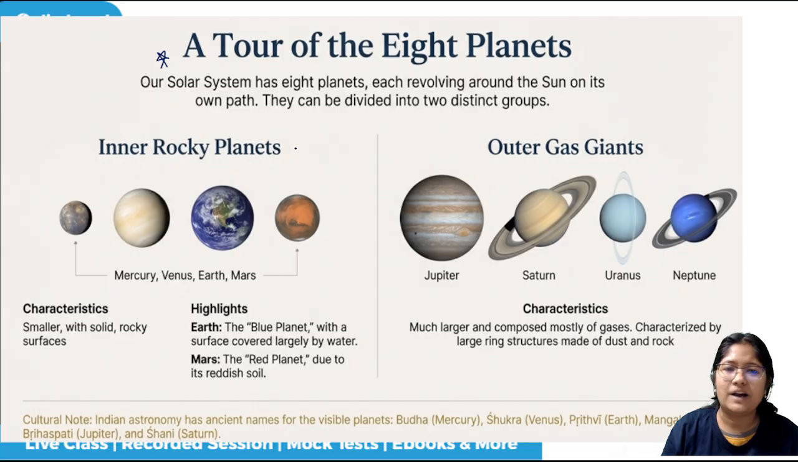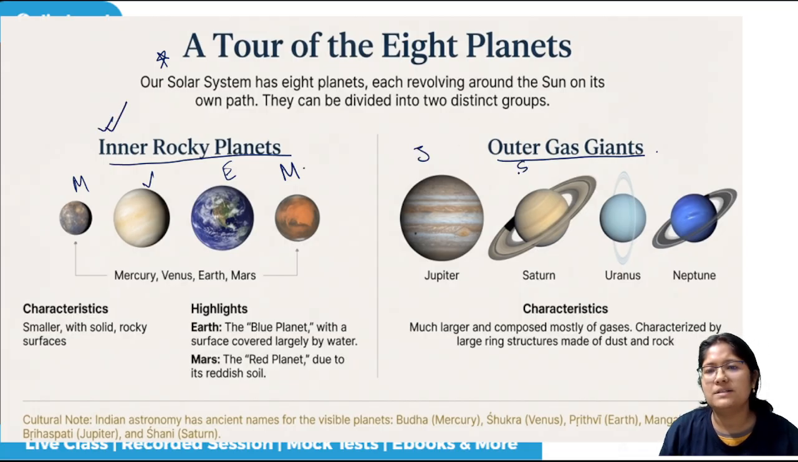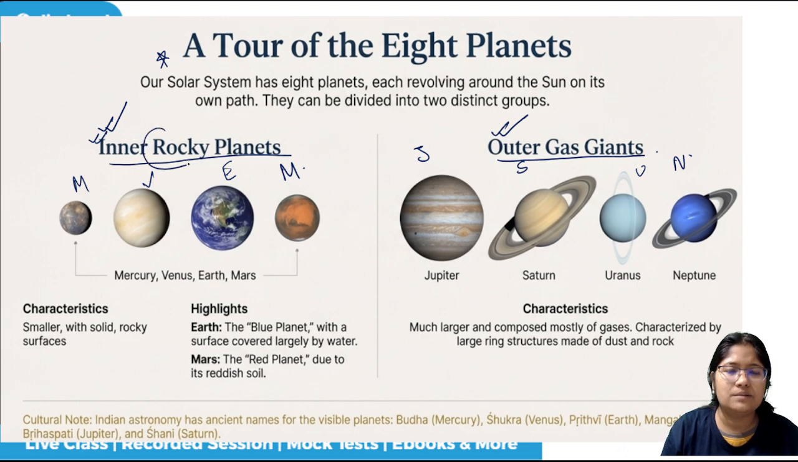Now, if you divide these planets into the inner rocky planets and the outer giant planets, then we see Mercury, Venus, Earth, Mars are known as the inner rocky planets, and Jupiter, Saturn, Uranus, Neptune are known as the outer gas giants. These inner planets are rocky in terms of how their surface is. It is patchy, rocky, solid, and they are smaller in size.